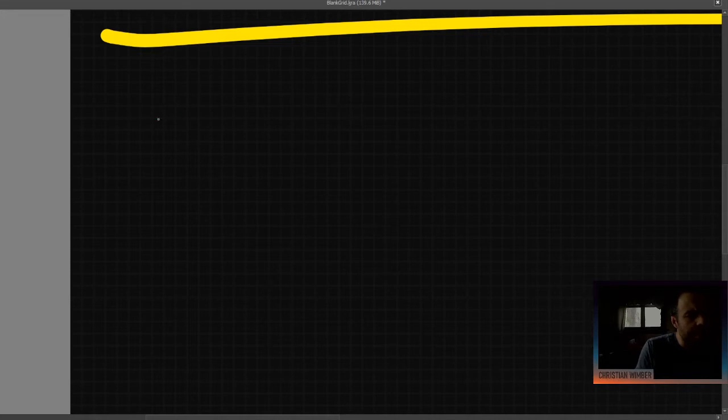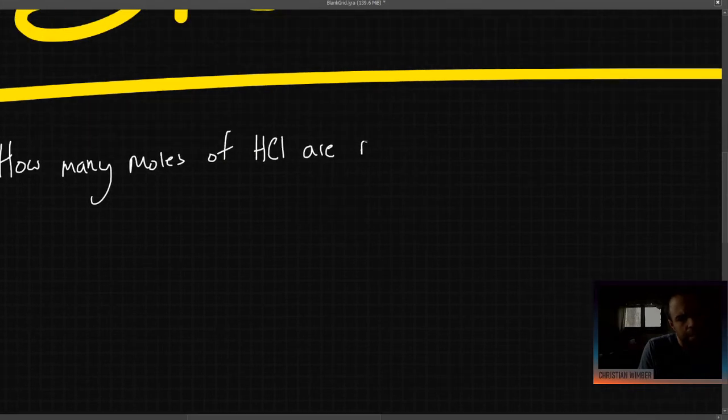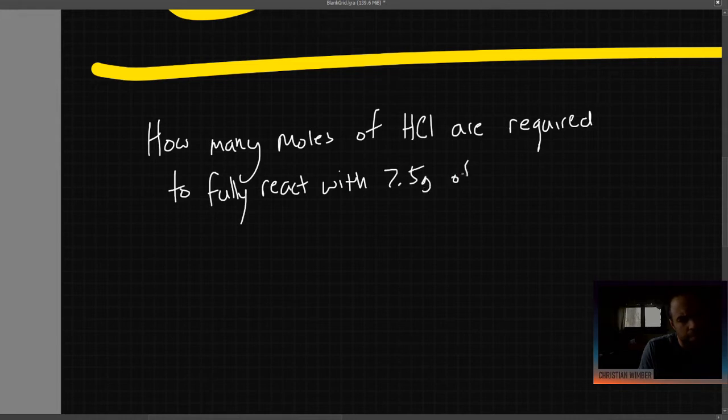When we're going to react, how many moles of HCl are required to fully react with 7.5 grams of zinc? I may have worded it a little bit differently in the notes, but that's the question.